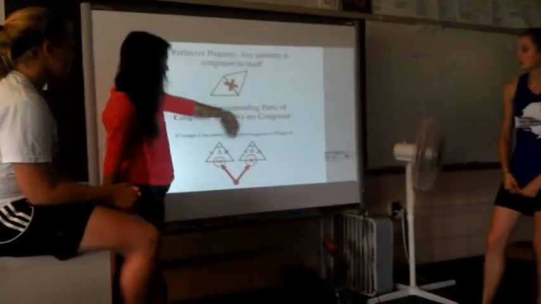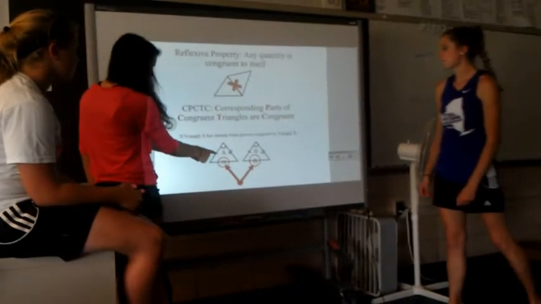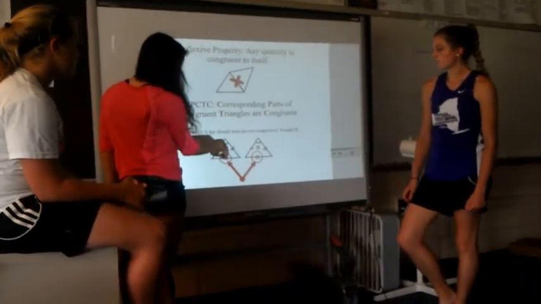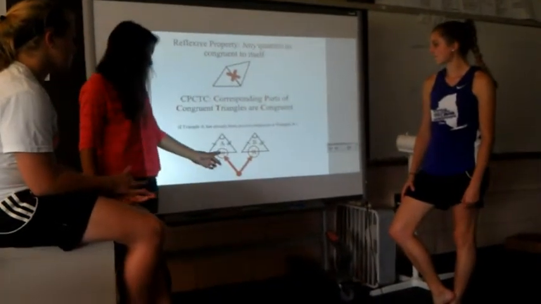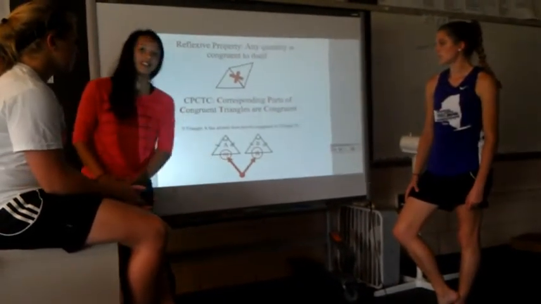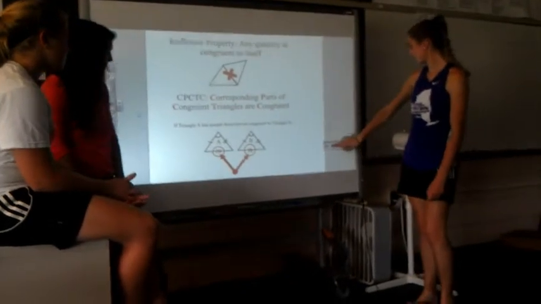For example, in these two triangles, it seems like we've already used side angle side to prove that triangle A is congruent to triangle B. So after we know that they're congruent, we can also say that this side must be congruent to that side. Yeah. Alright.